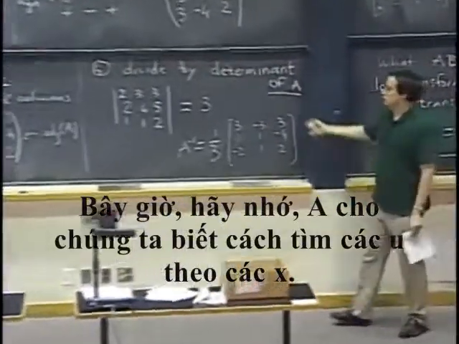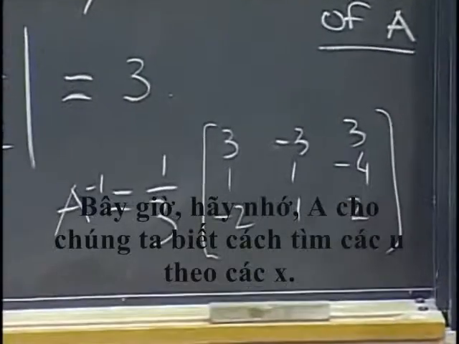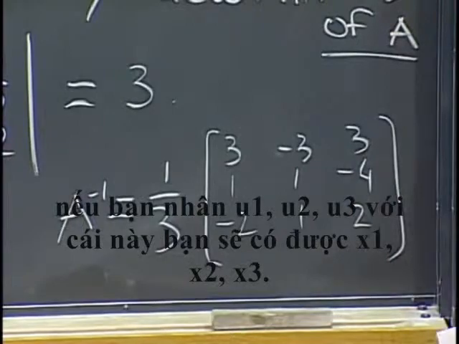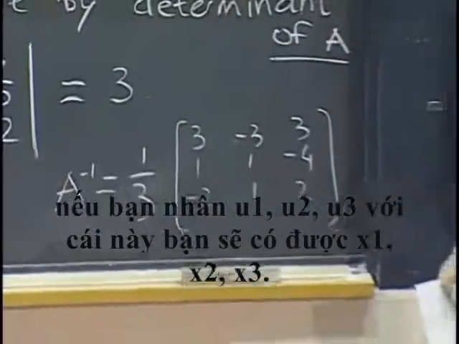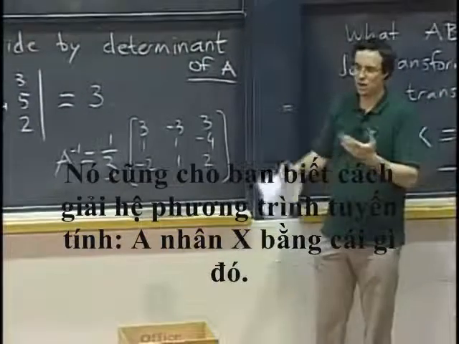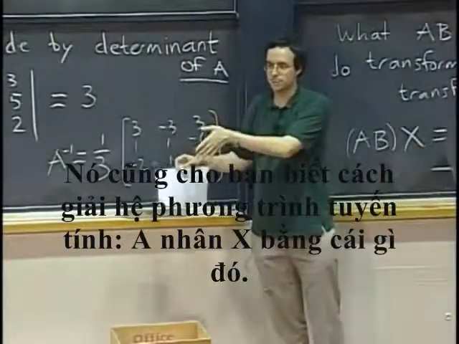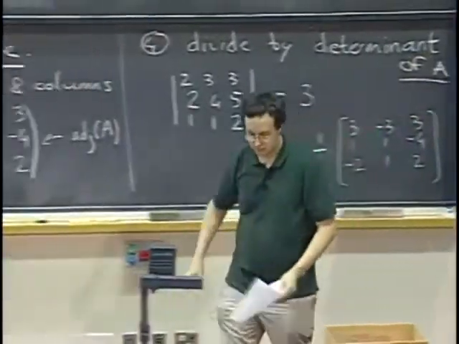Remember, A told us how to find the u's in terms of the x's. This one tells us now how to find the x's in terms of the u's. If you multiply u1, u2, u3 by this, you get back x1, x2, x3. It also tells you how to solve the linear system, A times x equals something. That's the end for today.